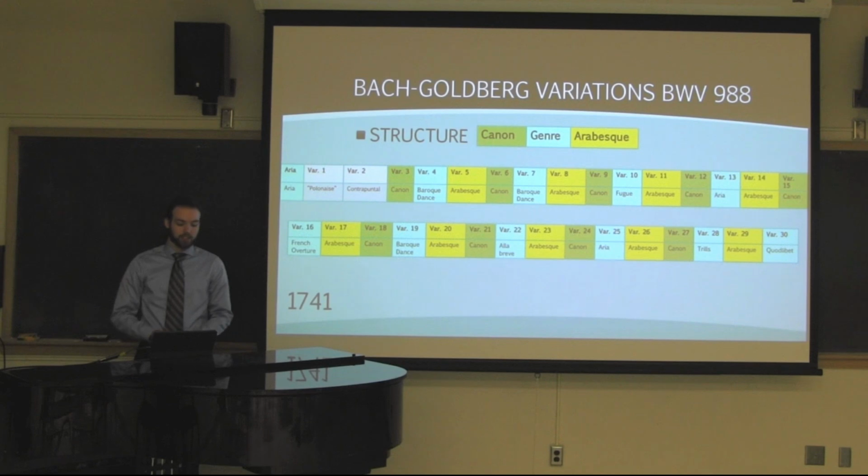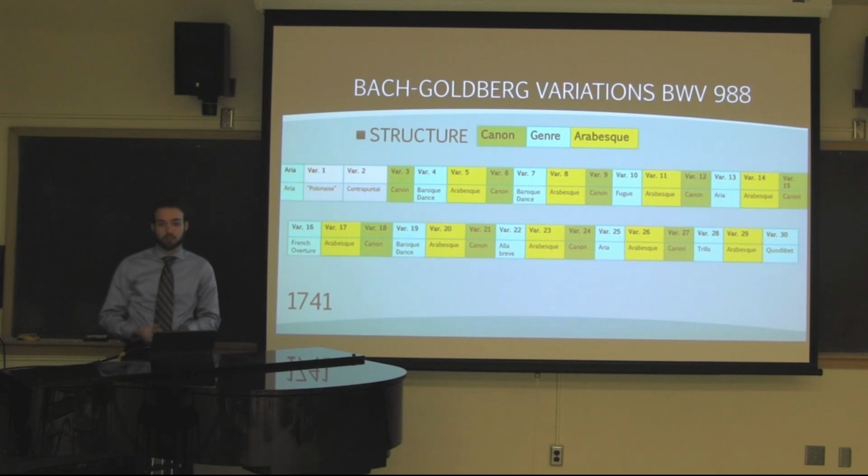After each canon, there is a different genre piece. Bach uses many different genres consisting of Baroque dances like sarabandes and allemandes and courantes. He also uses French overtures, that is variation 16 at exactly the halfway point of the piece, where that uses scalar runs and dotted rhythms, very characteristic of a French overture.